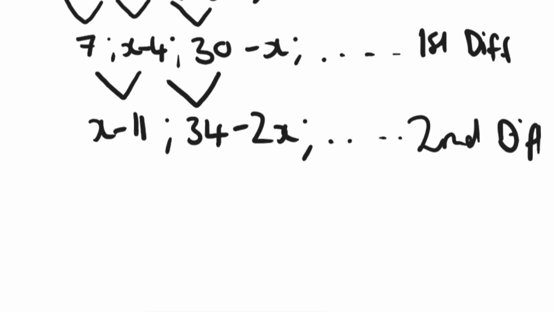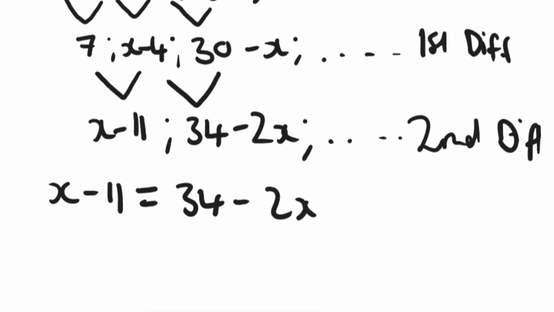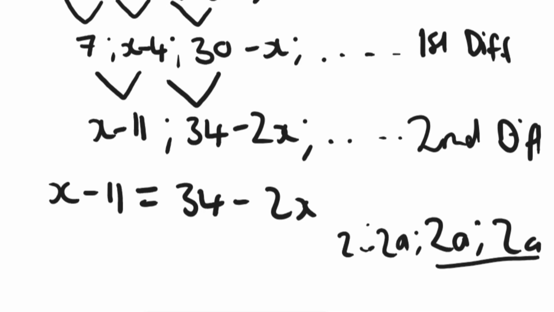Okay, now we can just equate them and say x minus 11 is therefore equal to 34 minus 2x. Why? Remember, on the second difference at the beginning of this video, we had 2a, 2a. These ones, we know they're going to remain 2a's. You see, all of them, 2a, all of them. The ones at the second difference, the last step, when we subtract for the last time. Remember at the beginning of this video.